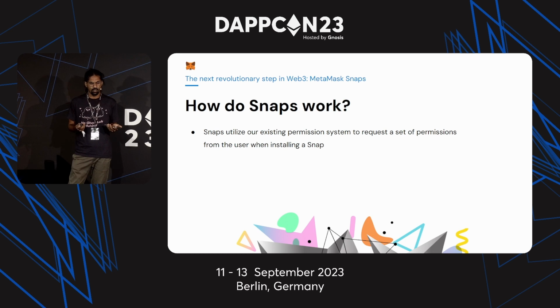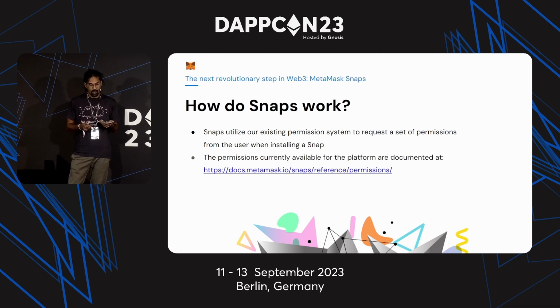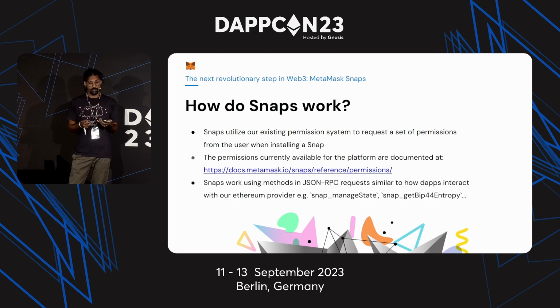And how do Snaps work? Snaps utilize our existing permission system to request a set of permissions from the user when installing a snap. And so these permissions let the dApp developer do interesting things. The set of permissions that are currently available for the platform are at this link provided. And so Snaps works using methods in JSON RPC requests, similar to how dApps interact with our Ethereum provider now. Some of the snap methods that we have available are snap manage state, snap get BIP44 entropy. You can see that they're prefixed with snap.